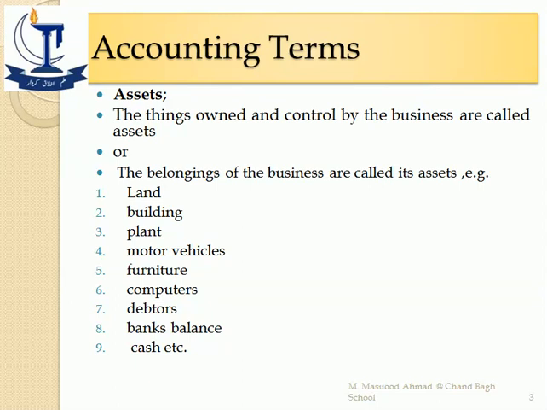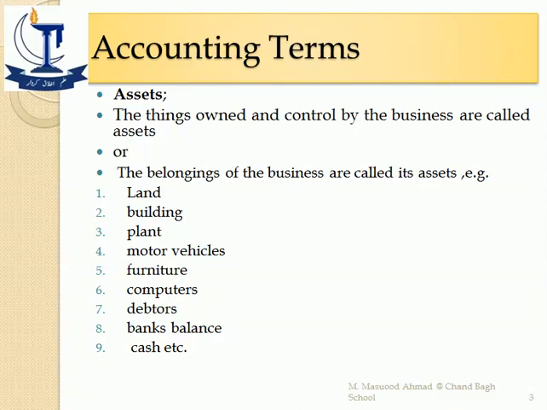So computers, and debtors are the persons from whom you have to get money back. You have sold them goods on credit, and now you have to receive. They have promised to give you back after some time. So bank balance, the money which you have deposited in your business bank account, is an asset for that particular business, and definitely the cash, and there are so many others.